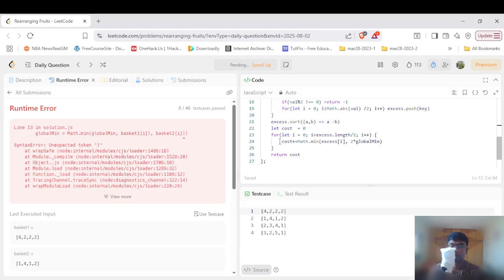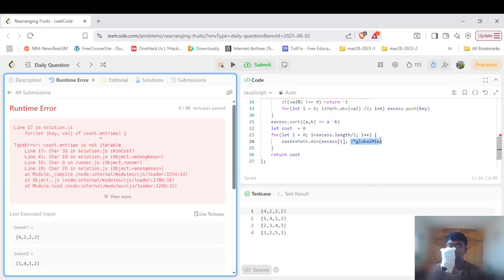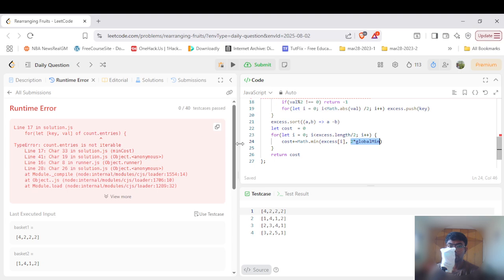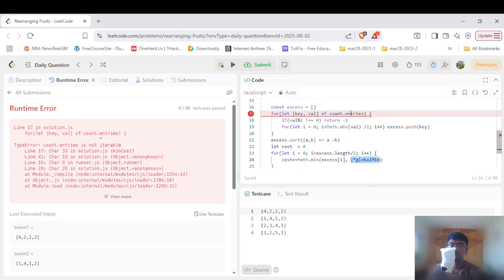While this gets processed, I would want you guys to tell me what you understand when we are doing this 2 into global min logic, into 2 times, right? So I can explain, but take it as a logical puzzle to post your thoughts in the comment section. Okay, let me see, count entries method.